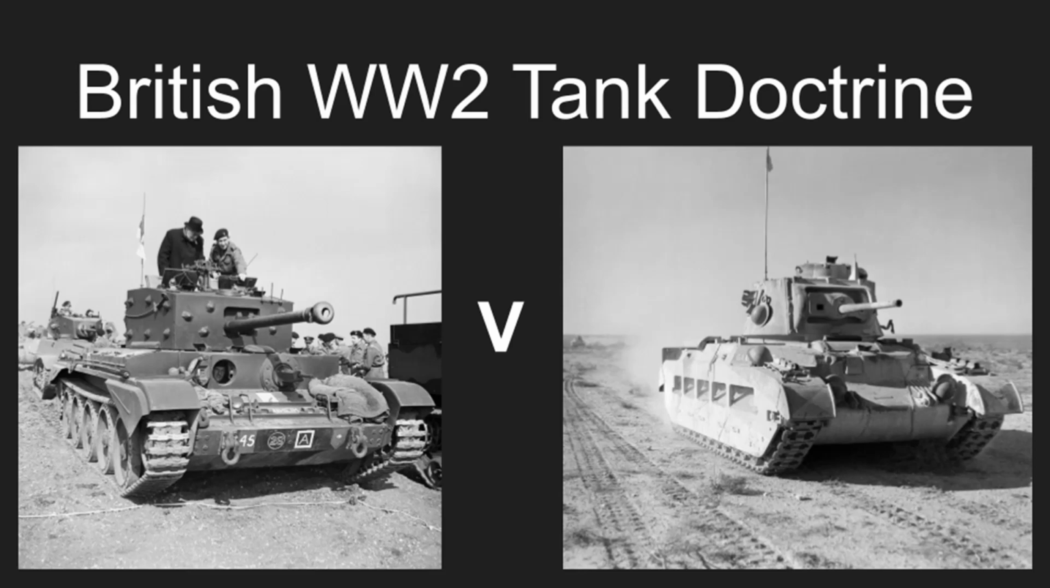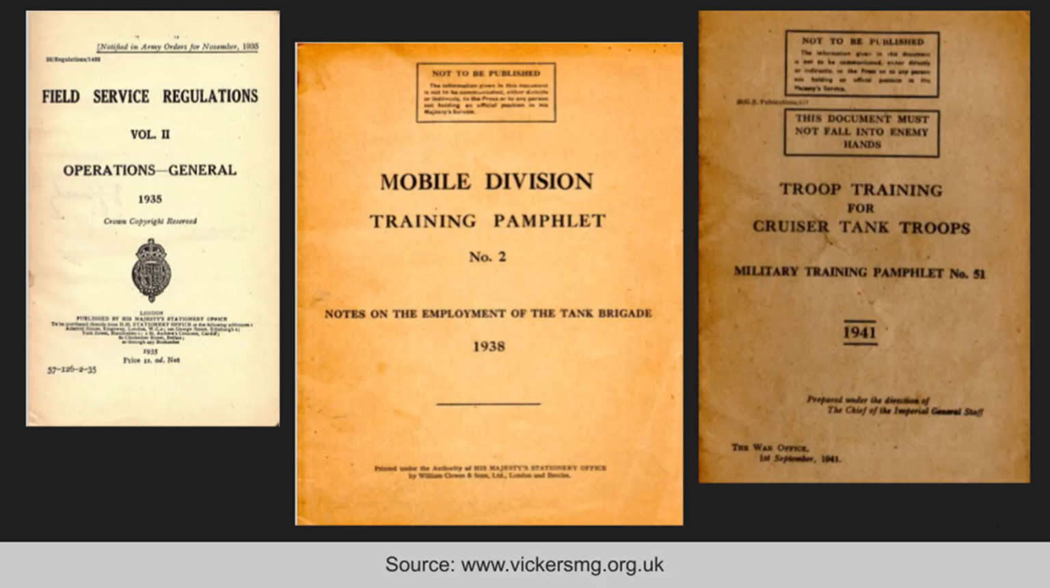First among these publications was our familiar friend, the United Kingdom Field Service Regulations, Volume 2, Operations General, from 1935. This document set out warfighting doctrine for the Army as a whole, including armoured doctrine. In other words, high-level principles for how to use armour along with other capabilities such as infantry, anti-tank guns, artillery, engineers, and so on. It covers the use of tanks and other armoured vehicles in the attack, the defence, night operations, and position warfare.